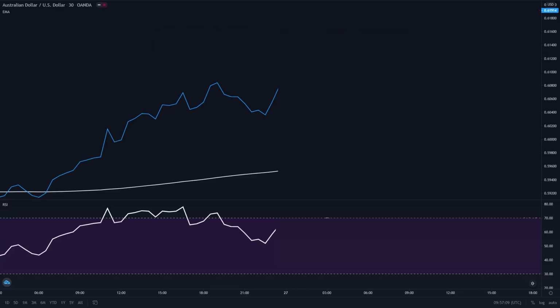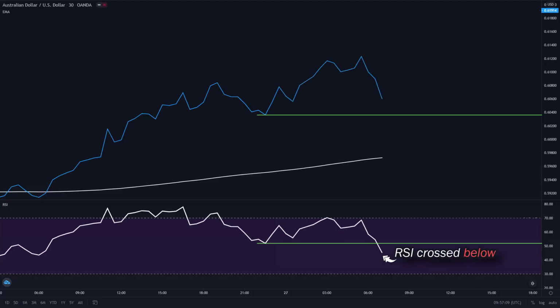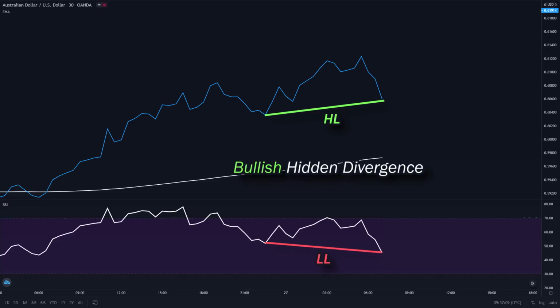The first step is you want to look at the RSI and identify the latest swing low. Then, you place a horizontal line at the swing low of the RSI and the same swing low of the price. Next, you want to wait for a setup where the RSI crossed below the line but the price hasn't. This shows us that the price is still on a higher low but the RSI made a lower low. And so this will be our bullish hidden divergence.